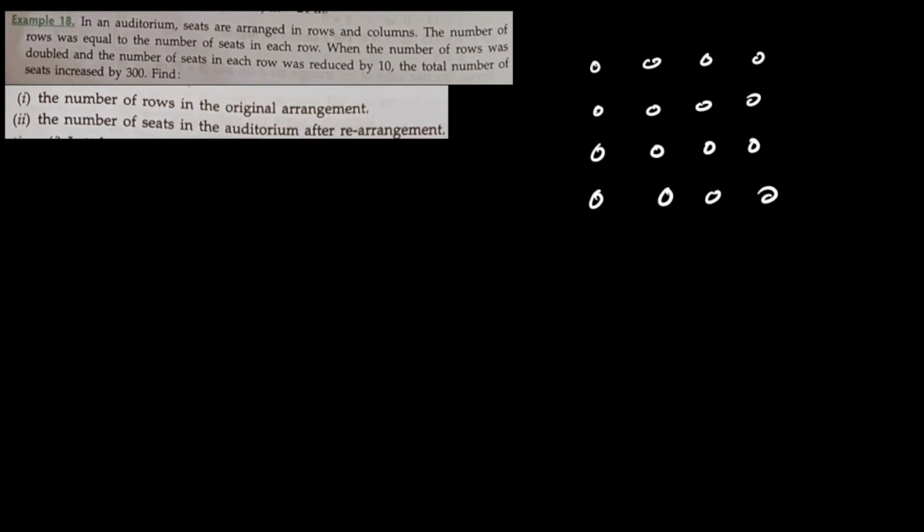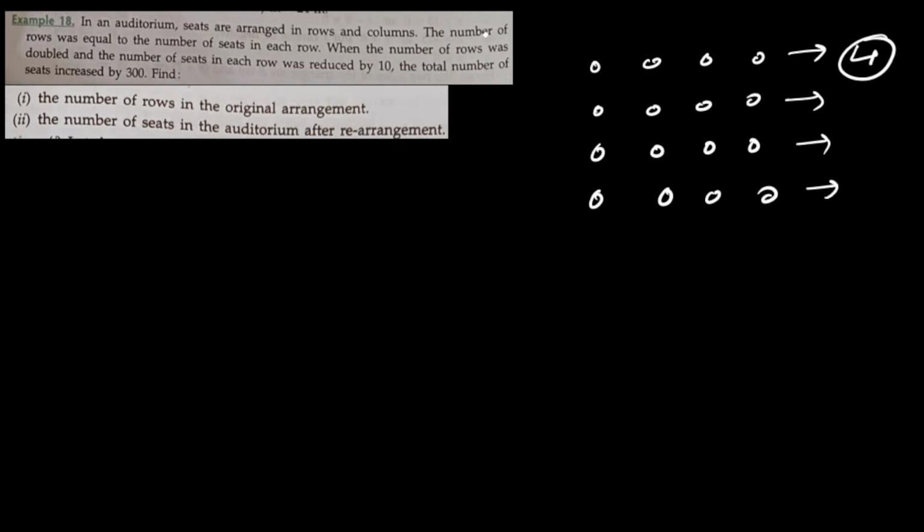So the auditorium is where seats are arranged in rows and columns. The number of rows is equal to the number of seats in each row. Like here I have drawn. The number of seats in each row is 4, and rows are also 4. This kind of arrangement is there. So the number of seats is equal to the number of rows. This is what they have given.